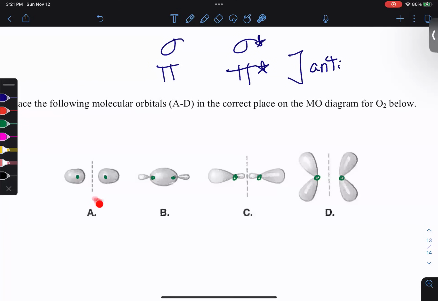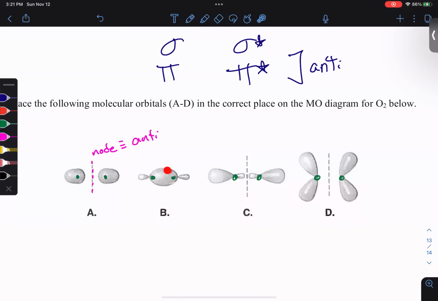So let's look at A real quick. If we put electron density in these orbitals, are they bonding or anti-bonding? Does it strengthen the bond or does it weaken the bond? Here it weakens the bond, and the giveaway is this dotted line. This dotted line is a node, which typically corresponds to antibonds because we're not putting electron density between the atoms. Compare that to picture B.